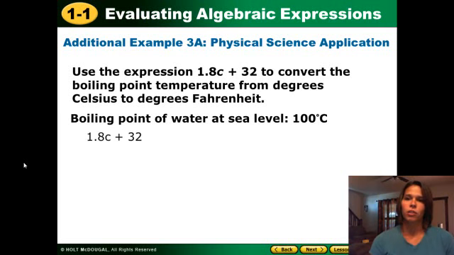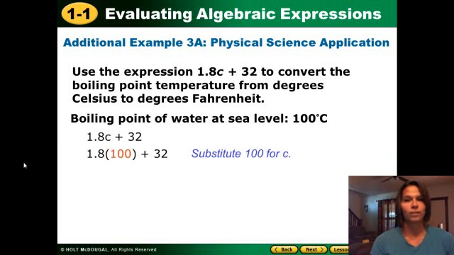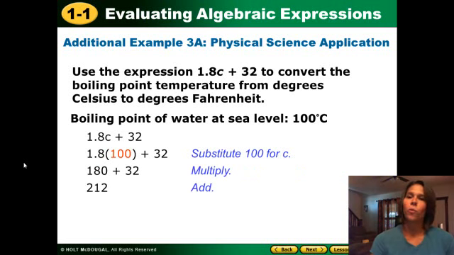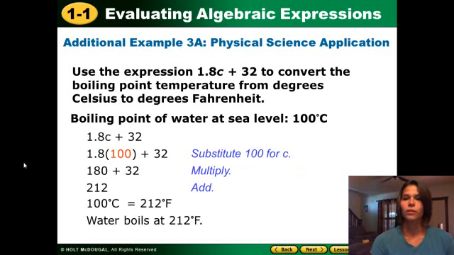So I take the expression given from the problem, and I'm just going to substitute my 100 for C. 1.8 is the coefficient. I'm going to multiply that, just simply moving my decimal point 2 places because of the 2 zeros in 100. So 180 plus 32, last step, add. And since it's a word problem, I need to have the correct unit or label for my final answer. Water boils at 212 degrees Fahrenheit. Now that was an example given at sea level.